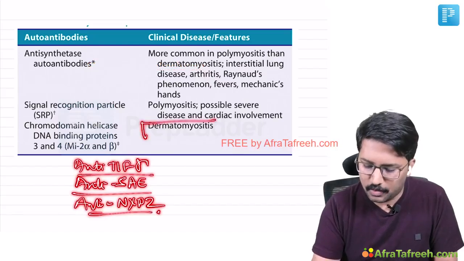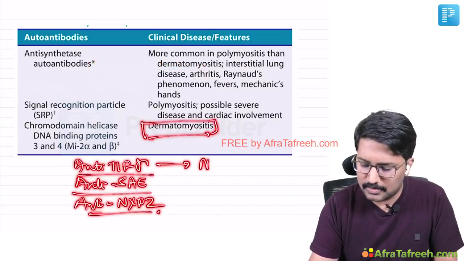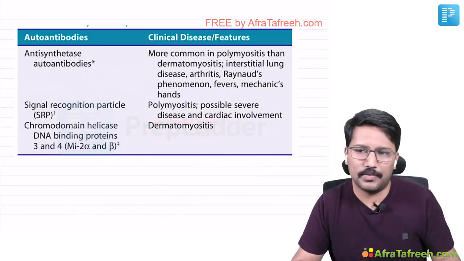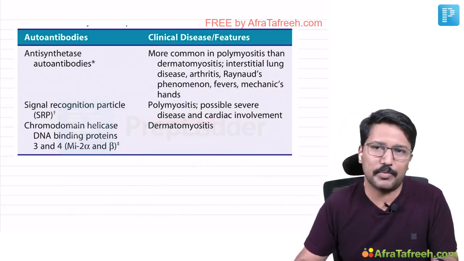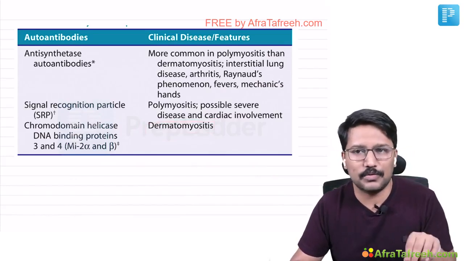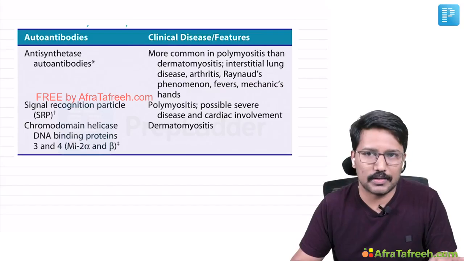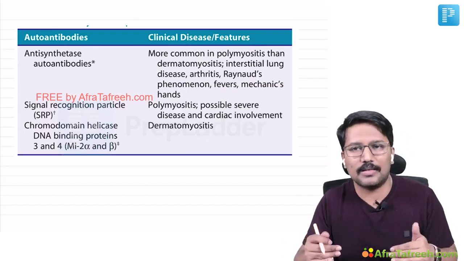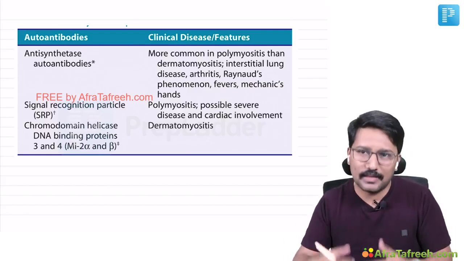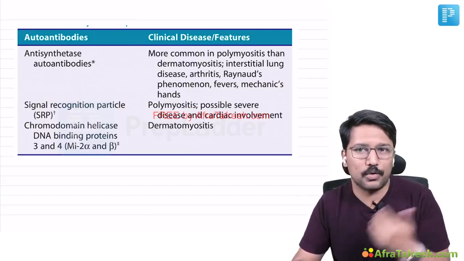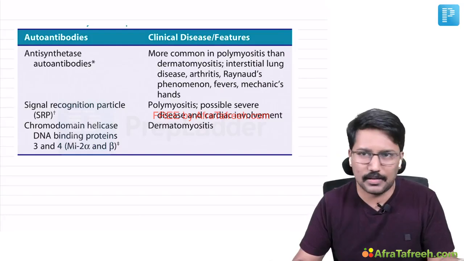They are specific for dermatomyositis. TIF1 has the strongest association with malignancy. NXP2 is also associated with malignancy. Right. I hope you will be able to remember, because you might get questions where they ask you which of the following antibody is specific for dermatomyositis. Right. Already these are considered as myositis specific, but within that it is specific for dermatomyositis. Or they might ask you which of these antibodies correlate with the cutaneous manifestations, right?